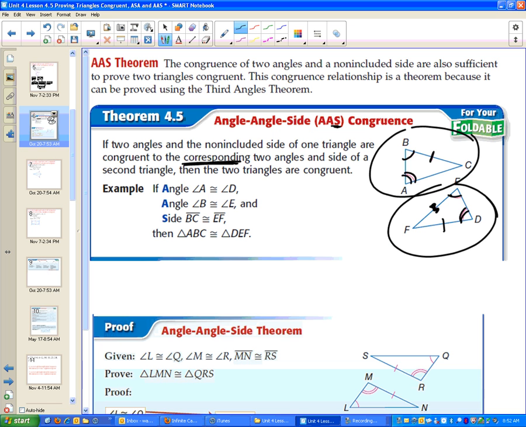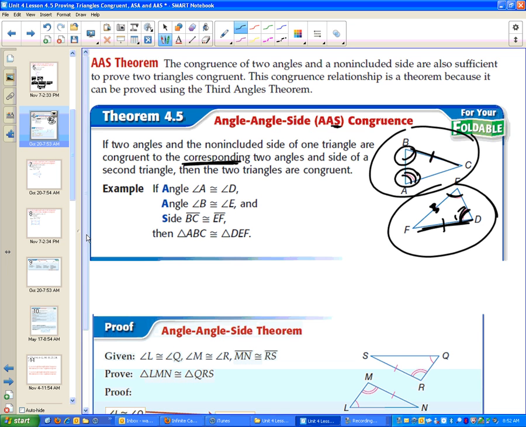In triangle ABC, I went 2 arcs, 1 arc, side. In triangle DEF, I can't go 1 arc, 2 arcs, non-included side. That's backwards, isn't it? So you've got to be able to go in the same pattern in both triangles. As long as you can, everything's good. So angle, angle, and then corresponding non-included sides. Questions?